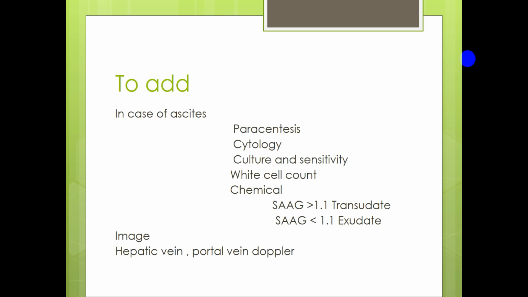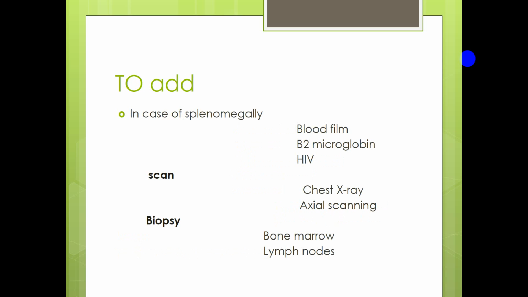The imaging for ascites, you would do hepatic vein and portal vein Doppler to exclude Budd-Chiari syndrome, and the coagulation profile. In case of hepatomegaly, you would add a blood film to look for malaria. You would add beta-2 microglobulin to look for amyloidosis, and an HIV test. These investigations are to be added to the basic investigations we have just mentioned. The scan would be chest X-ray and axial scanning, and you would take a biopsy from a lymph node or from bone marrow.